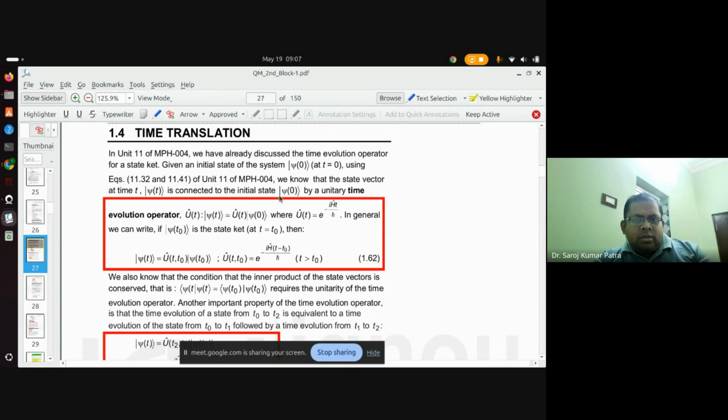It is generally represented by a unitary operator, the time evolution operator, represented as U(t), which operating on psi 0 will give rise to psi t. So if we operate U(t) on psi 0, we'll get psi t, where U(t) has the form e to the power minus i H t by h cross, where H is your Hamiltonian. In general, we can write psi t, 0 like this.